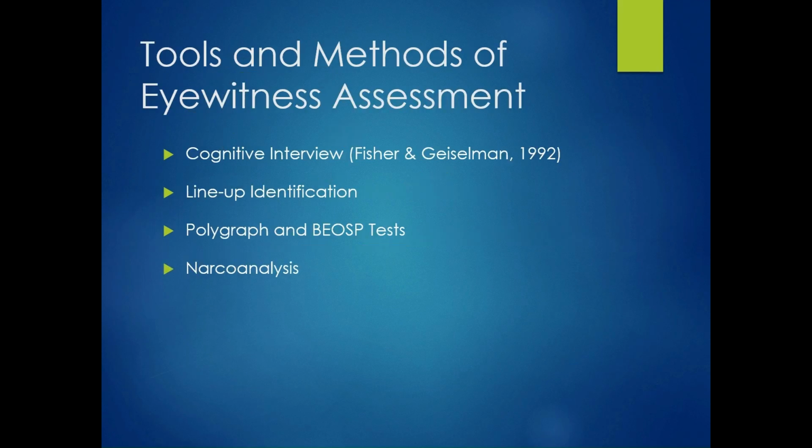Let's see what are the tools and methods that are used for eyewitness assessment. So first of all, we have the cognitive interview, which was described by Fisher and Geiselman in 1992. Then we have lineup identification. We have polygraph and BEOSP tests. And then we have narcoanalysis. We'll look at each of these in detail.